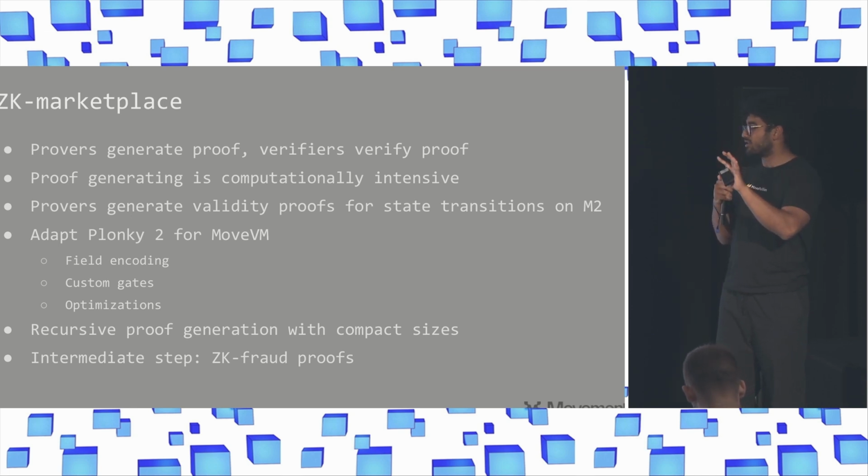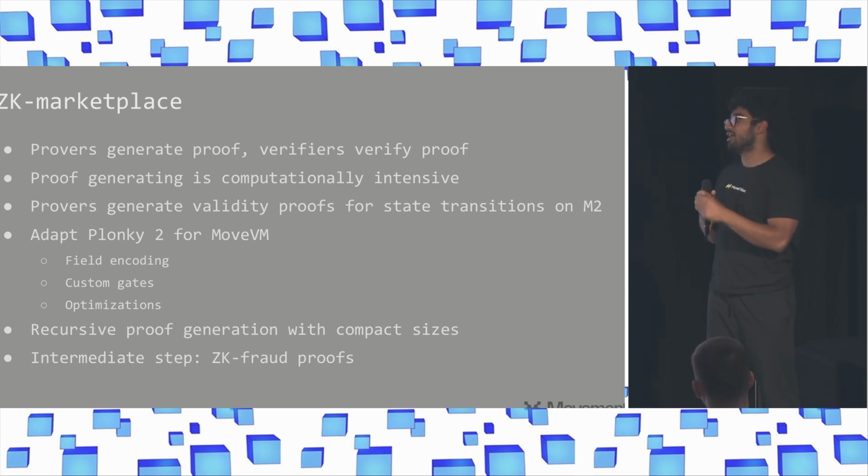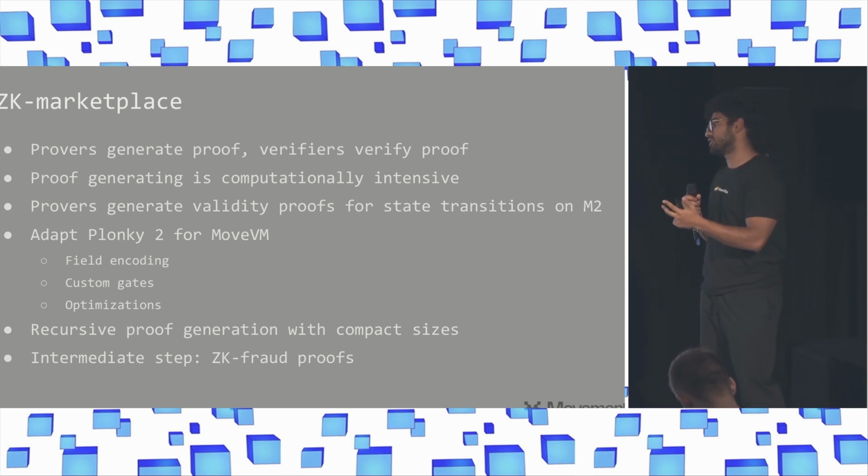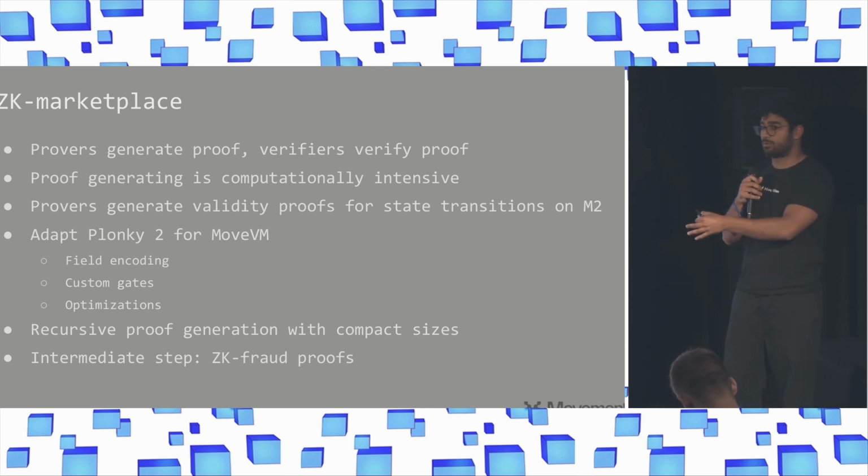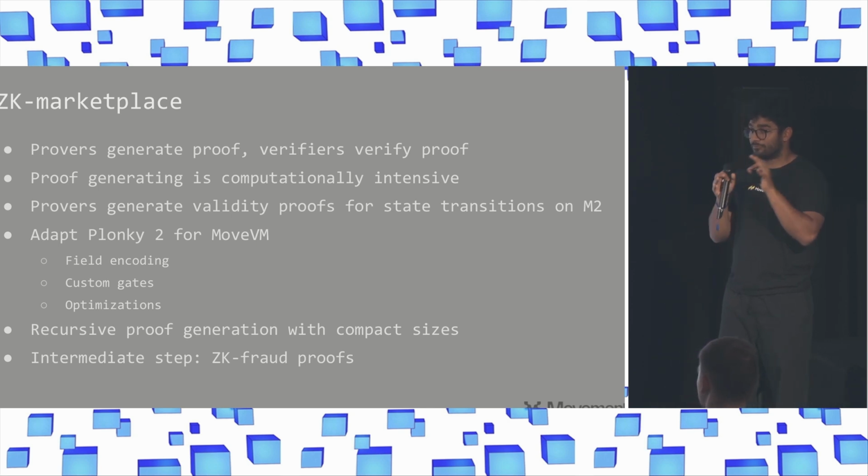Right now, we can use Plonky 3 for MoveVM. Plonky 2 is a past example, but with Succinct, you should be able to do Plonky 3 with field encoding, custom gates, and optimizations. The main thing is having recursive proof generation. But until we get there, ZK fraud proofs are pretty good.